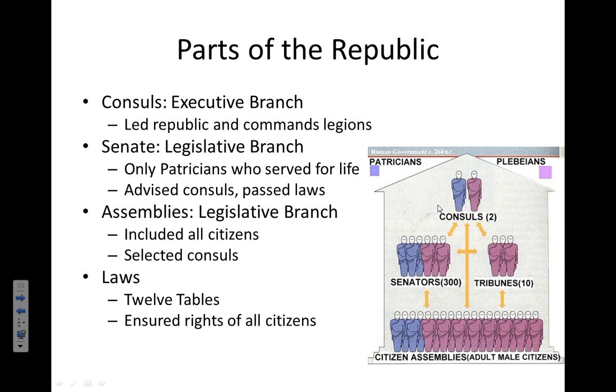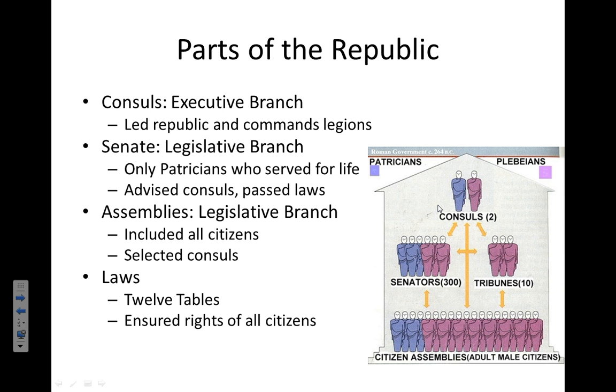Only patricians could be part of the senate, and they served for life. Their job was to advise the consuls, and they passed laws. Then there were assemblies, which was the other part of the legislative branch that came on a little later. Assemblies included all citizens, especially the plebeians, and their job was to select the two consuls.